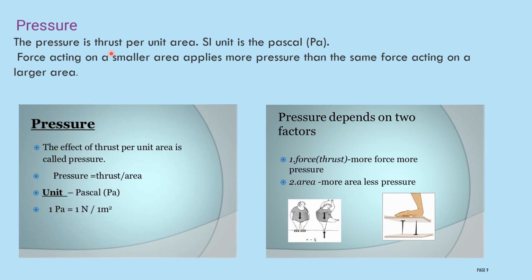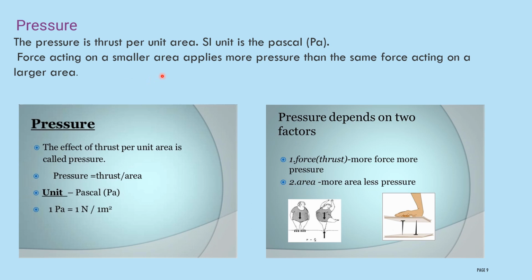Pressure is the thrust per unit area. The SI unit of pressure is Pascal. Thrust is nothing but a force applied perpendicular to the surface. When you apply a thrust per unit area, we call it pressure.